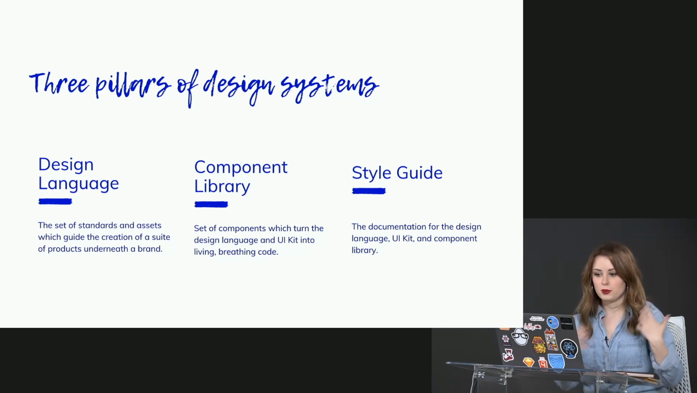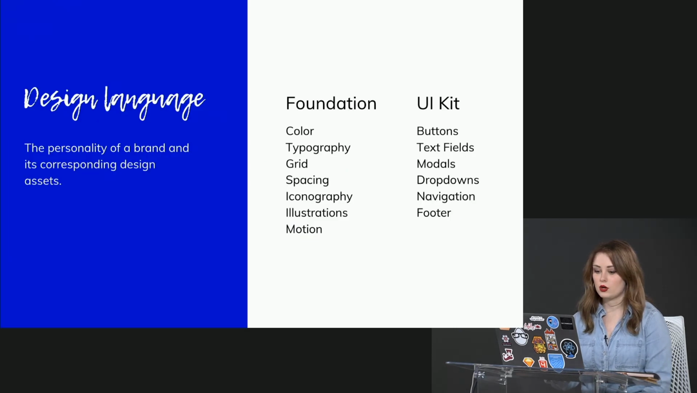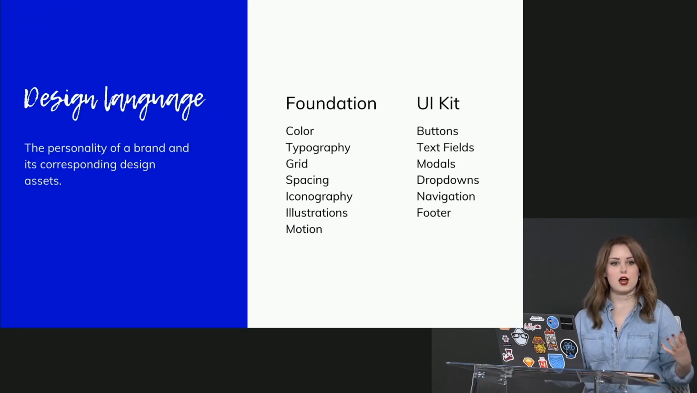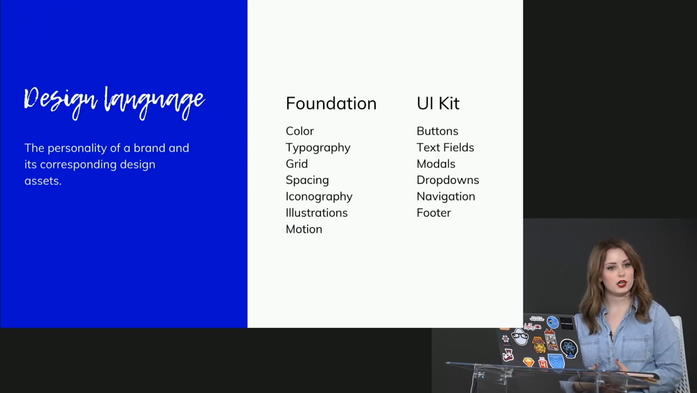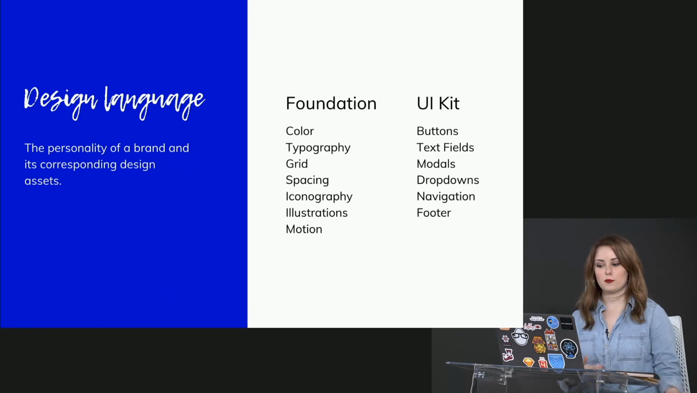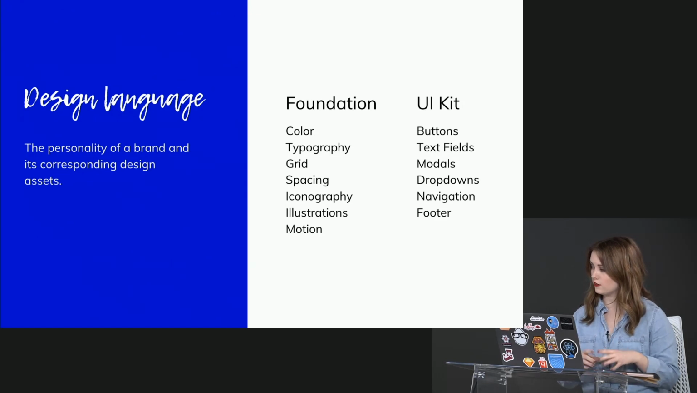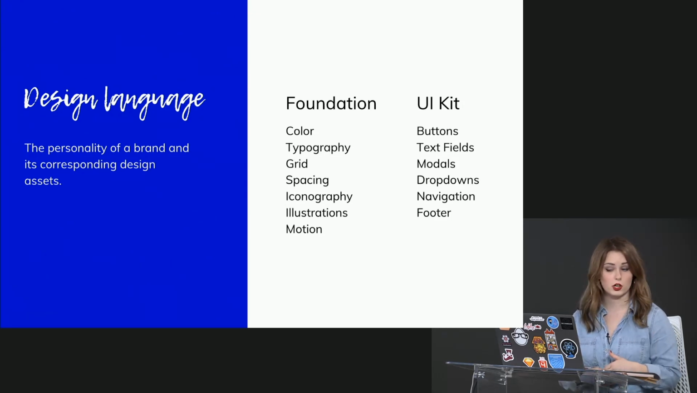So there are three kind of pillars of design systems, and they are the design language, the component library, and the style guide. So the design language is going to be like your personality. You're going to take your brand identity of your company and put it into living, breathing components and foundational elements. So the foundation is color, typography, grid, those kinds of things. And the UI kit is going to be things like buttons, modals, anything that's designed as a component, which we'll be creating today.